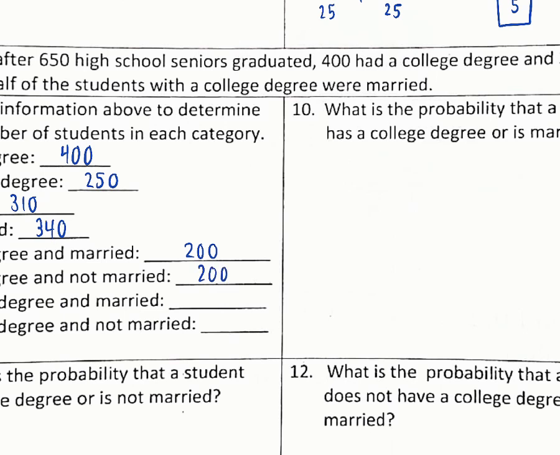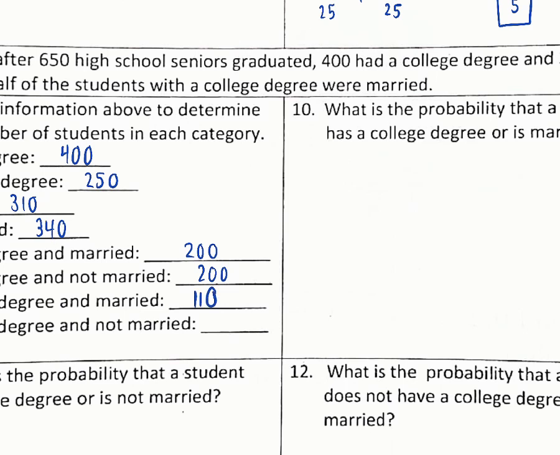Okay, now this is the hardest one to find. This is the one people struggle with. How many were no college degree but married? Anybody got an idea? No college degree. I was gonna say 310 minus. Exactly. It's 310 minus 200. Let me explain. No college degree and married. Well, remember, how many were college degree and married? 200. How many were married? So if there's 310 married and 200 of them are in college, 110 are not. Does that make sense? That's the hardest one to find.